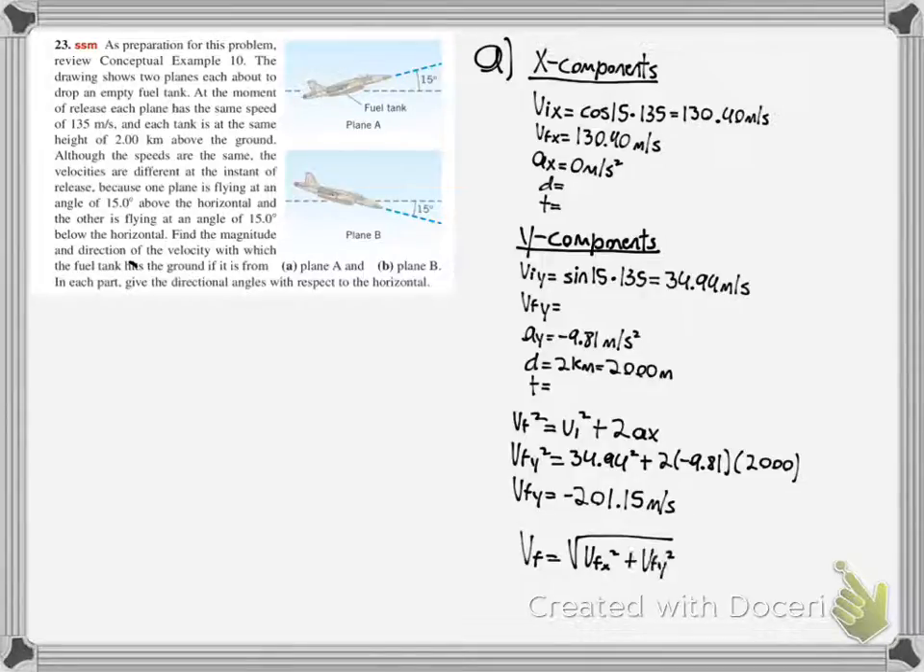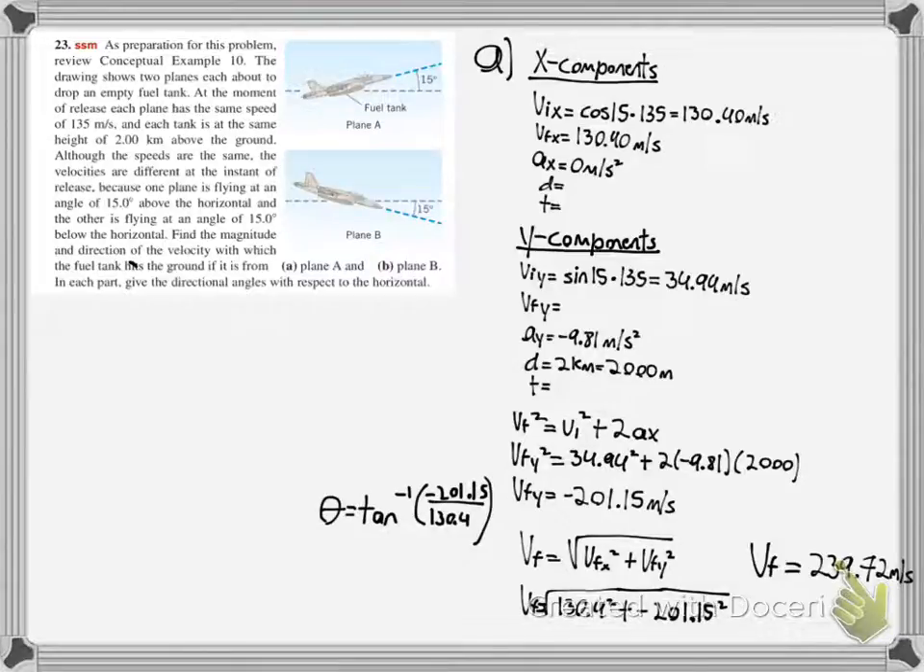So in order to solve for the final velocity of the tank if it's dropped from plane A, we have to use the Pythagorean theorem again. So we get that the final velocity is equal to the square root of our final velocity in the x squared plus our final velocity in the y squared. And we get that our final velocity is equal to 239.72 meters per second. In order to find our angle, we have to use the inverse tan function. And we plug in our y value and our x value to give us an angle of 57.1 degrees.